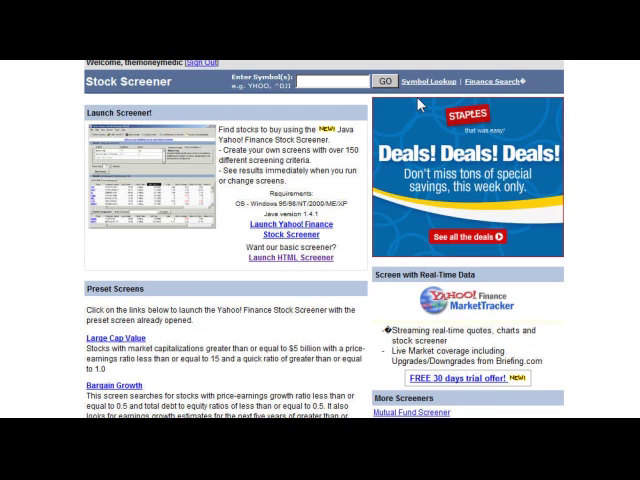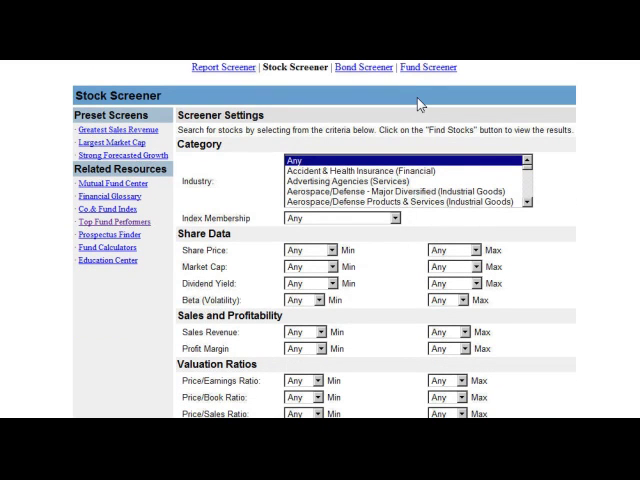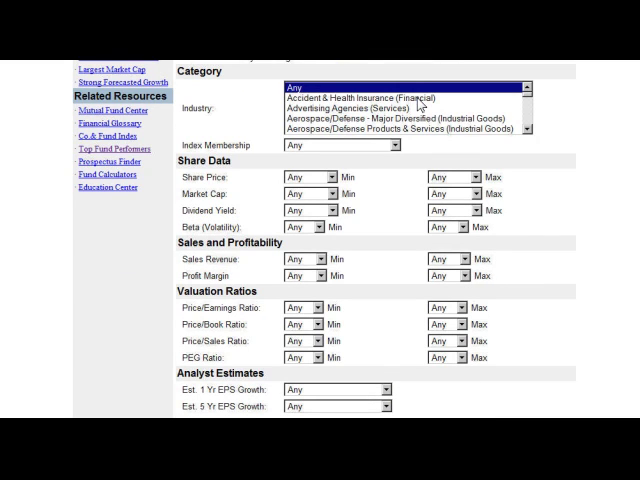Category, we don't need that. Index membership, we don't need that. Share price, well, we know how much money we have to invest. So let's say we've got $3,000. So we're going to set this at $30, because 30 times 100 is 3,000. Okay, 100 is a very important number. We want to try to buy and sell our stocks in groups of 100 because then we can do options on them later on down the road. But for right now, we're just looking at a $30 stock.